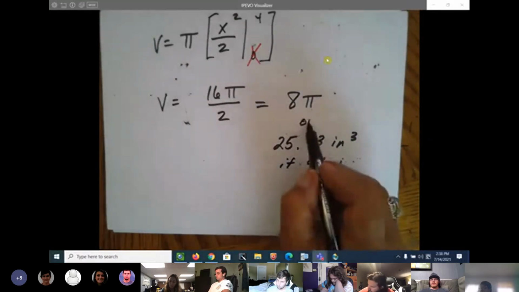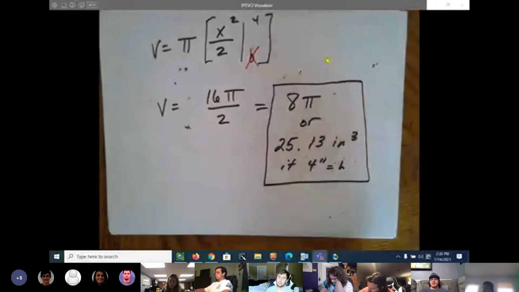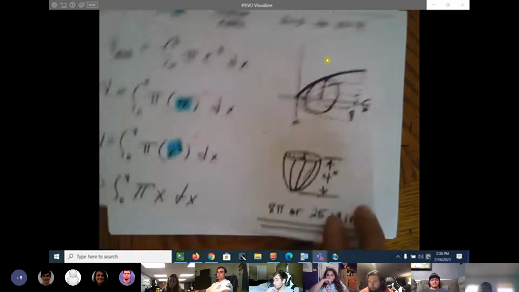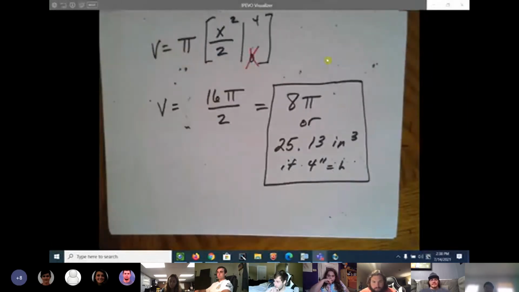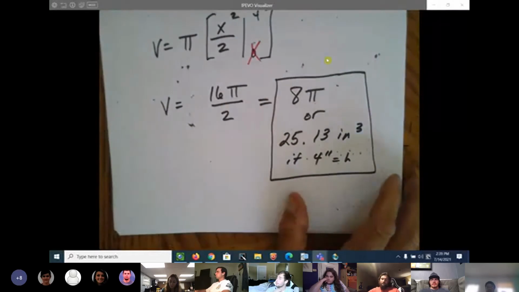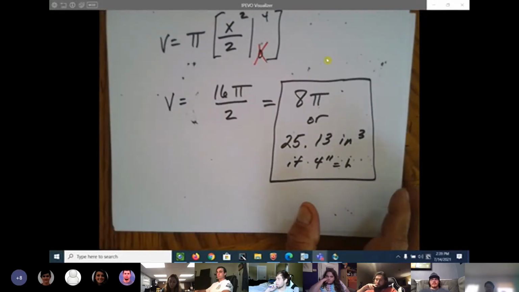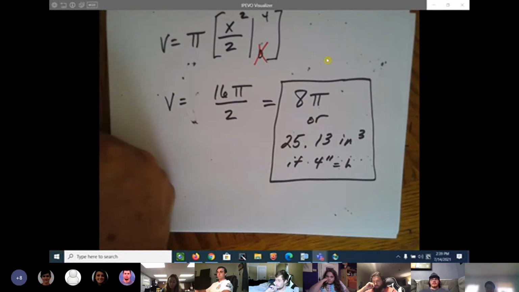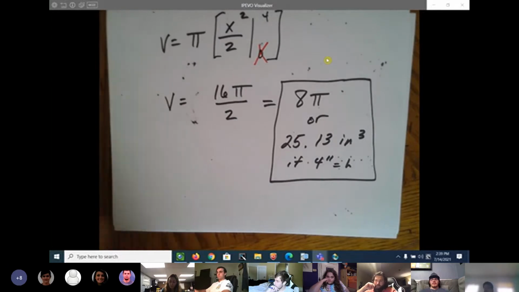Okay, so I just kind of added that 4 inches to give you some kind of perspective. So if you had a half of a watermelon that fit y is equal to the square root of x, as far as a parabola, then you would have a little bit over 25 cubic inches of volume. So that means 25 1-inch cubes could fit in that watermelon.